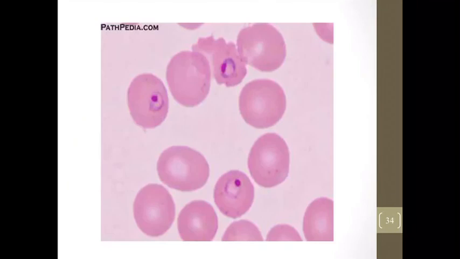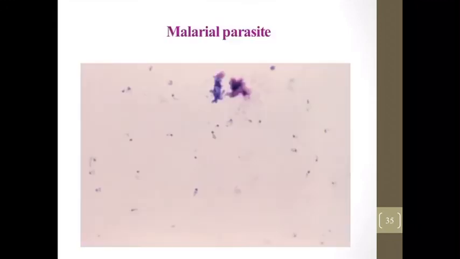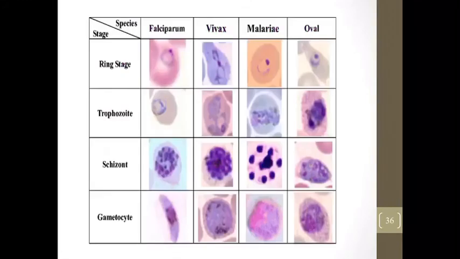Next, the presence of any parasite. This is a malarial parasite, the ring form of Plasmodium vivax. This is the small rings of Plasmodium falciparum. Malaria has 4 species: falciparum, vivax, malariae and ovale, and all have different stages of development: ring shape, trophozoites, schizonts and gametocytes. In falciparum we can see the ring and the gametocyte in the smear. In vivax we see the ring, trophozoites and schizonts in the peripheral smear.